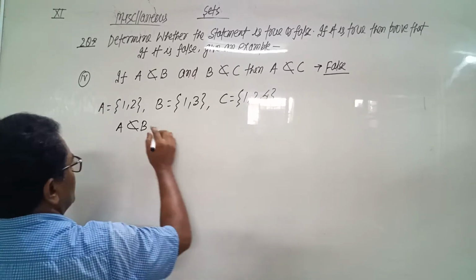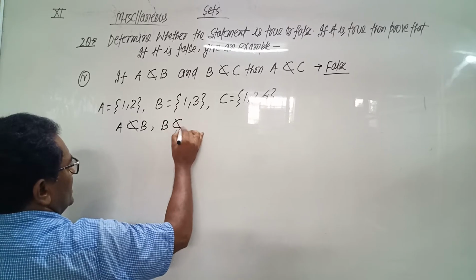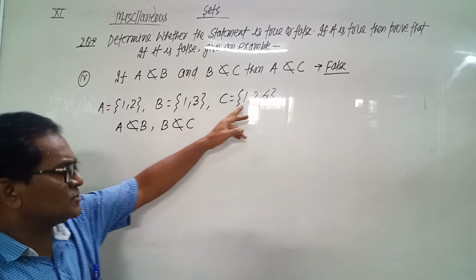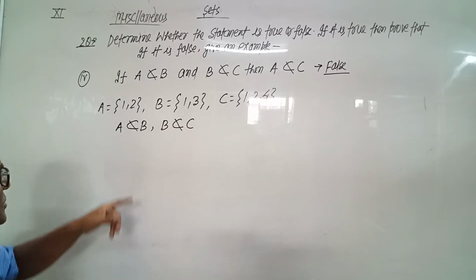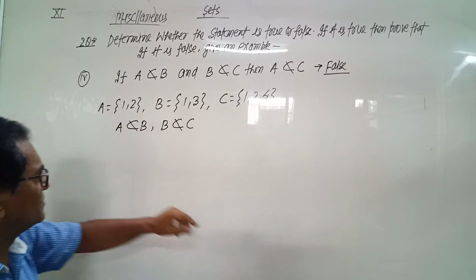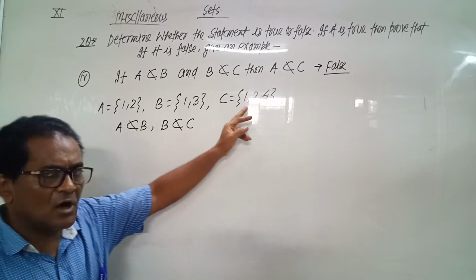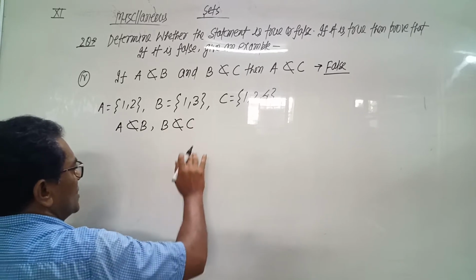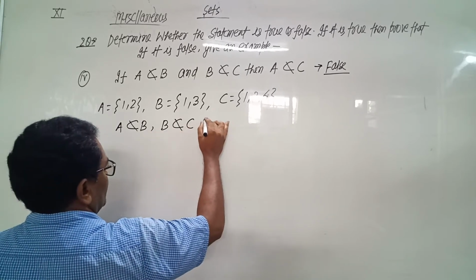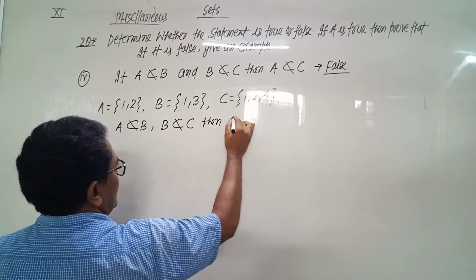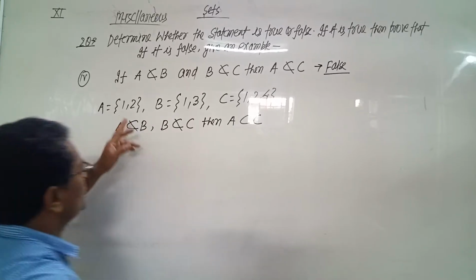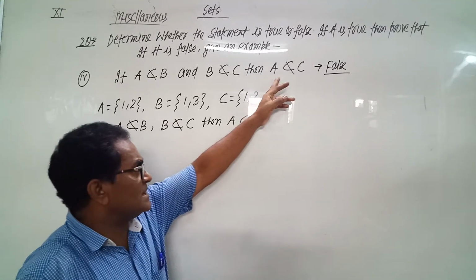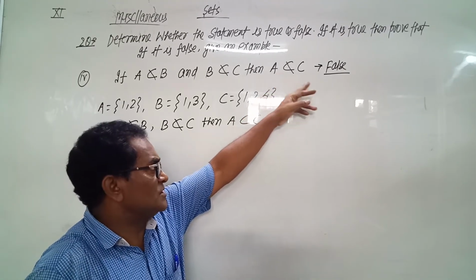Also B is not a subset of C, because every element of B is not an element of C. But A is a subset of C, because every element of A is also an element of C. So A is not a subset of B and B is not a subset of C, but A is a subset of C. So this statement is false.